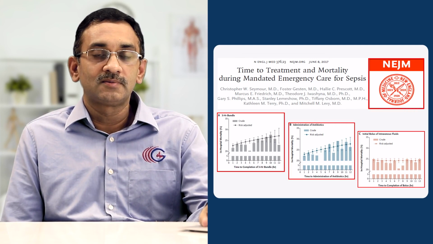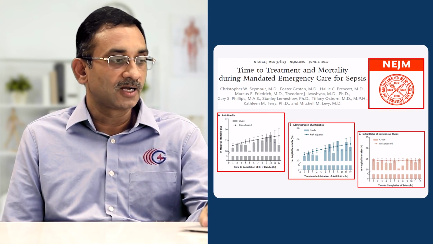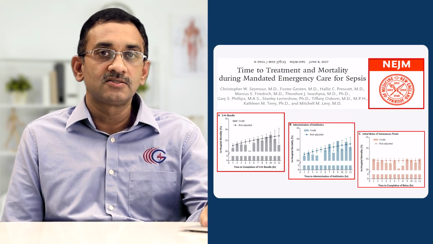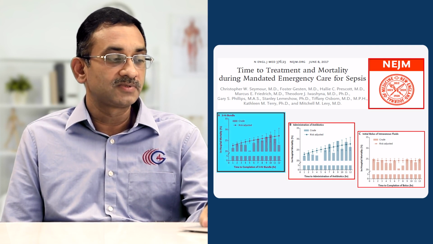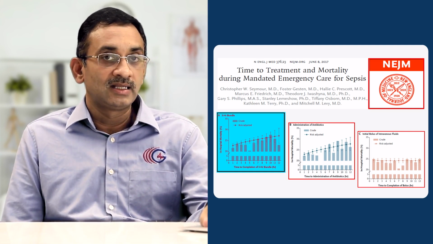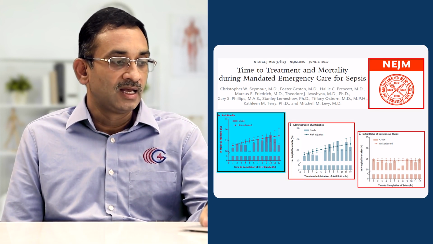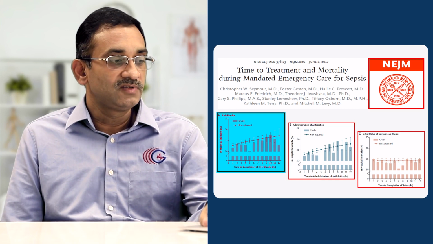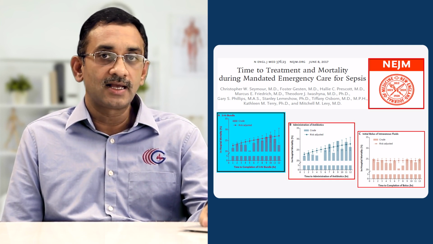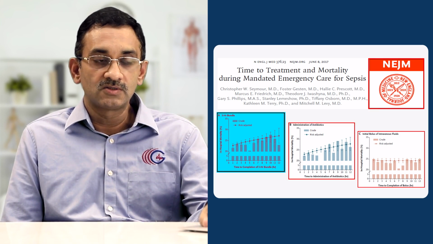They collated data from the New York database for all patients who went through an emergency room for septic shock. They classified the patients into the proportion that reached the 3-hour bundle, sepsis bundle, and at what time point they reached. They found that the earlier you reach the 3-hour bundle, the better the survival. As you can see, as there is a delay in achieving the 3-hour bundle, as patients take longer and longer to achieve the 3-hour bundle, the mortality goes up.